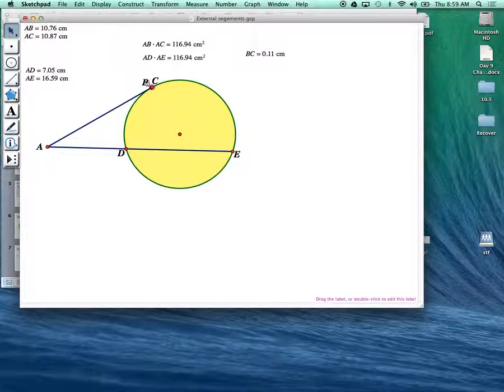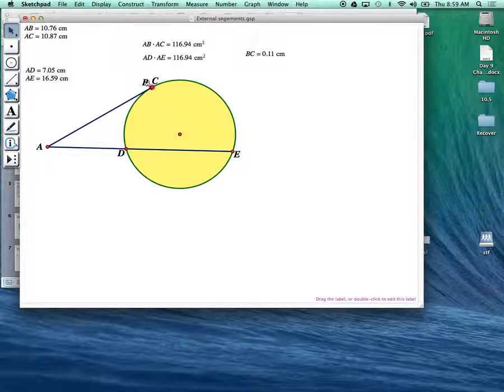Okay. Has anything changed in the theorem? How long is the outside part? You know, outside times whole equals outside times whole. How long is the outside part for AB? 10.76. And it's not quite exact, but what is the whole thing? Should be 10.76. I didn't quite land on the same spot.